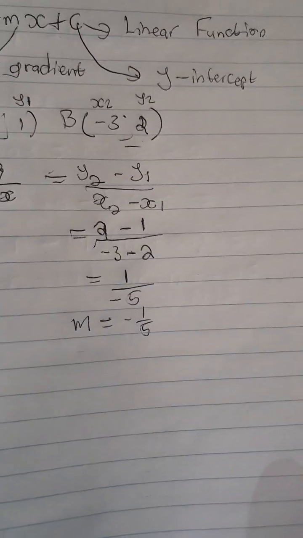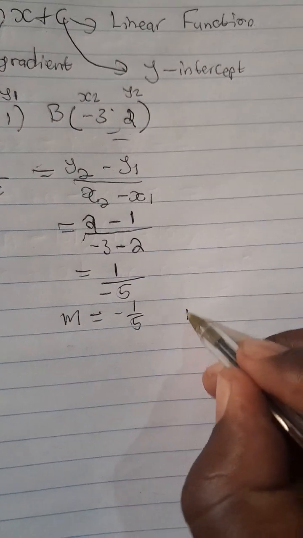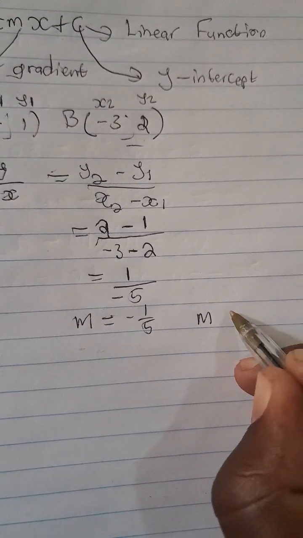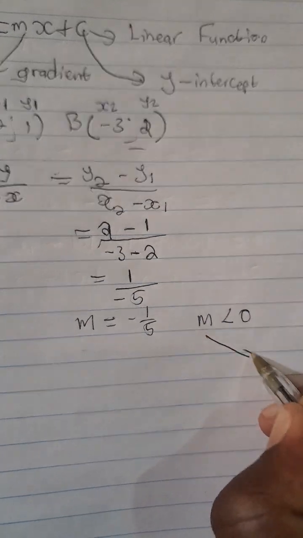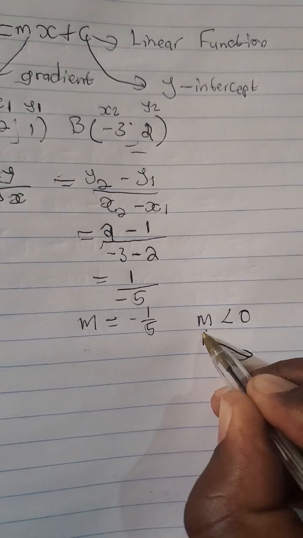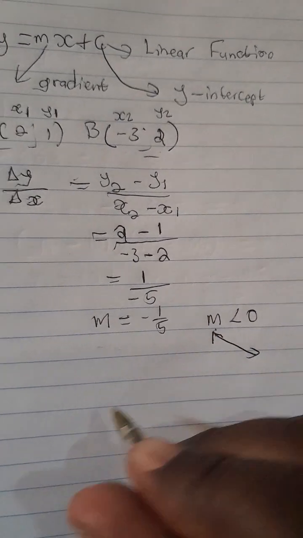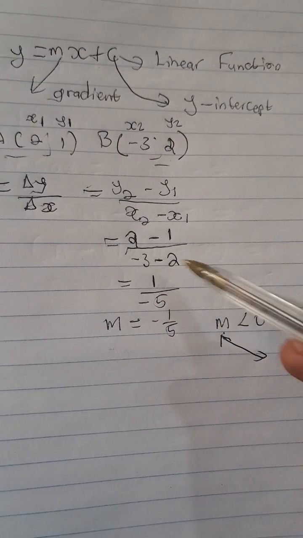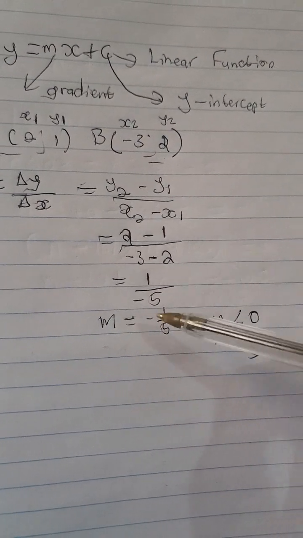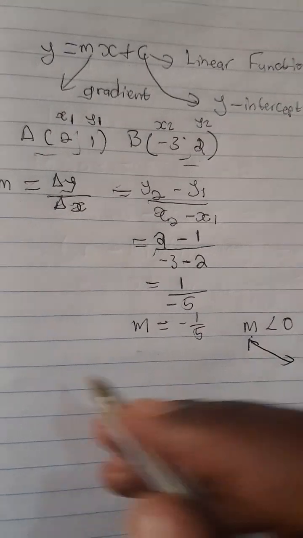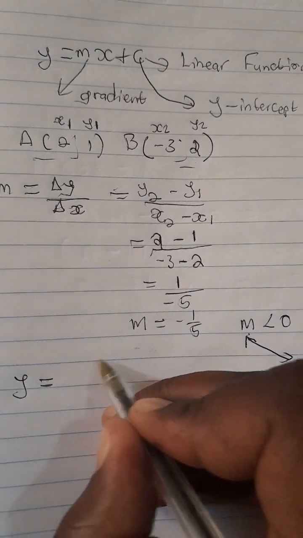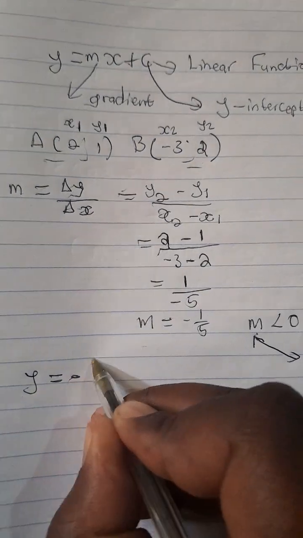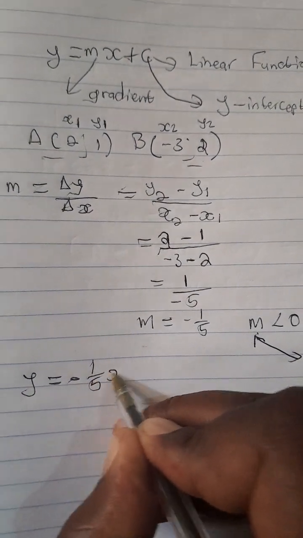When your gradient is negative, it means that m is less than 0. So in most cases, it will be a decreasing function, it will not be an increasing function. When the gradient is negative, your graph will always be a decreasing graph, right? So let's go to our standard equation and substitute. We've already calculated that the gradient is negative 1 over 5, so we have negative 1 over 5 x.